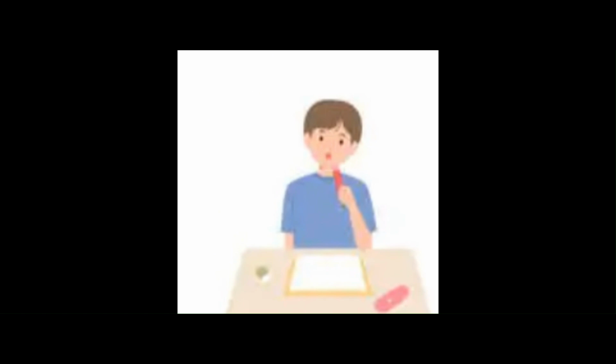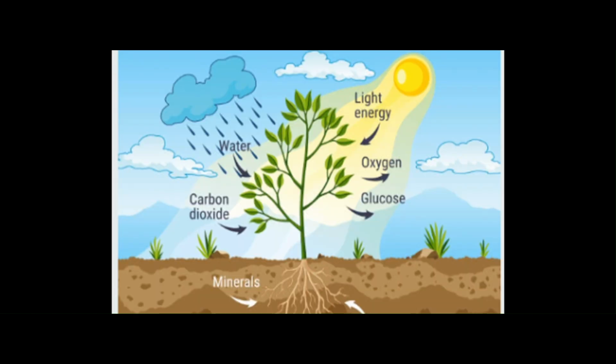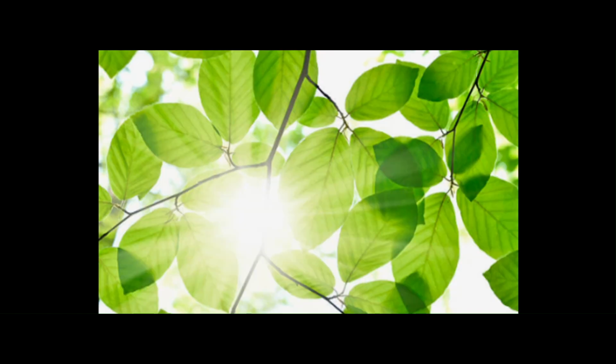Now we may ask where the food factories of plants are located, whether food is made in all parts of a plant or only in certain parts. How do plants obtain the raw materials from the surroundings? How do they transport them to the food factories of plants? Photosynthesis, food-making process. In plants, leaves are the food factories. Therefore, all the raw materials must reach the leaf.